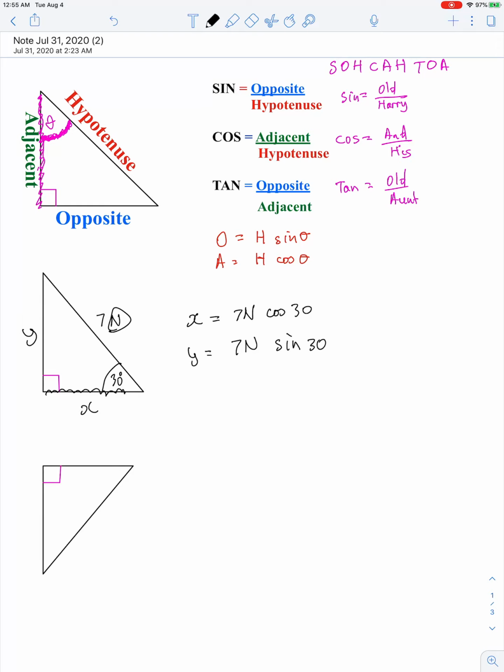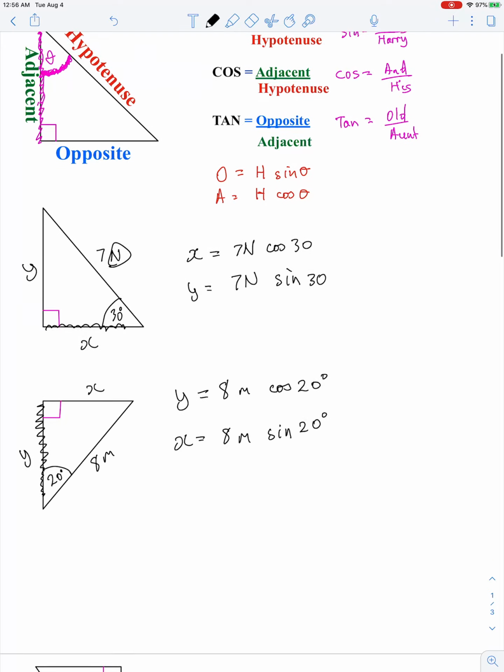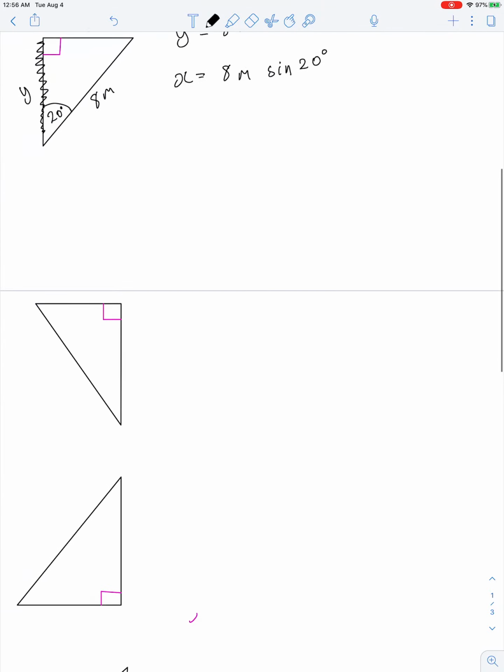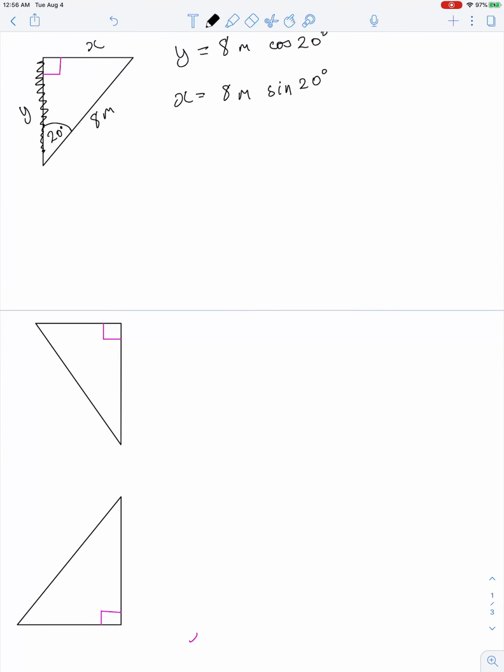Okay. Let's try again. Let's say 8 meters, and let's call this 20 degrees. Now this would be my X because it's horizontal. This would be my Y because it's vertical. So which one is my adjacent? I look at my angle and I can see that this is touching my angle. Therefore, Y is my adjacent. So Y is equal to 8 meters cosine of 20 degrees. And therefore, X is simply equal to 8 meters sine of 20 degrees. Easy, so cake.